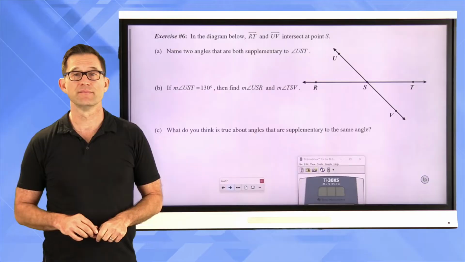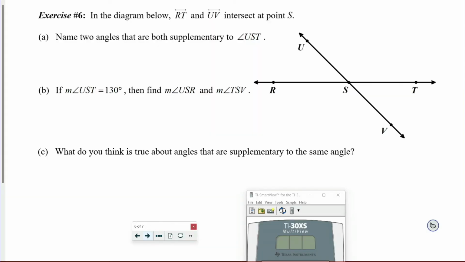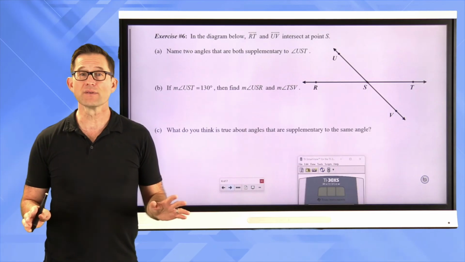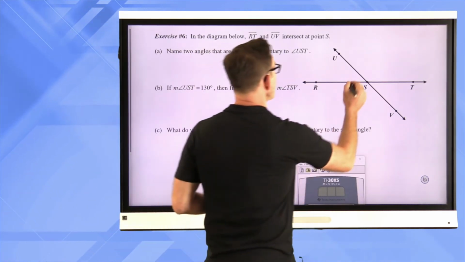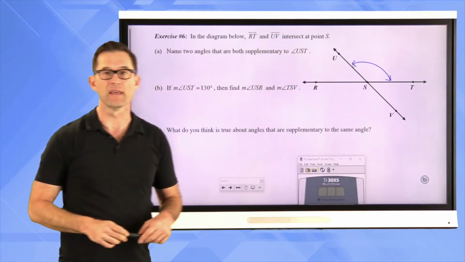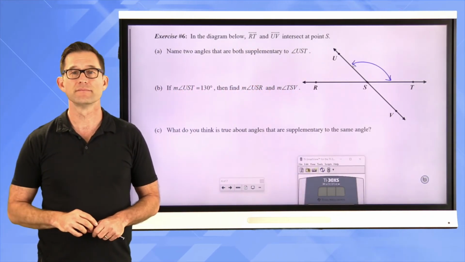Exercise number 6. In the diagram below, line RT and line UV intersect at point S. Letter A, name 2 angles that are both supplementary to angle UST. All right, so I claim that there's 2 angles in this diagram that are both supplementary to angle UST. See if you can name them.